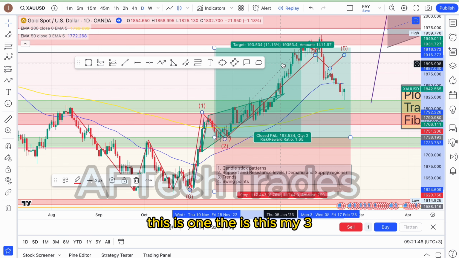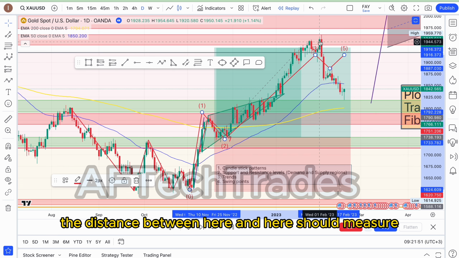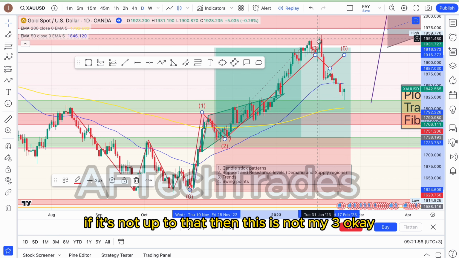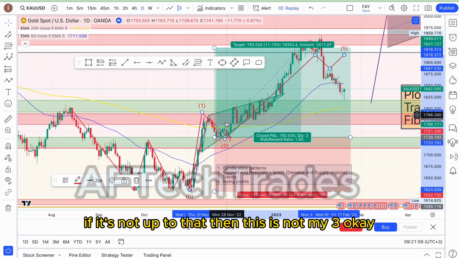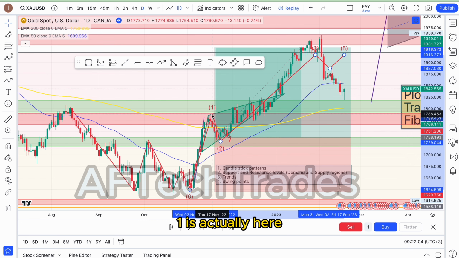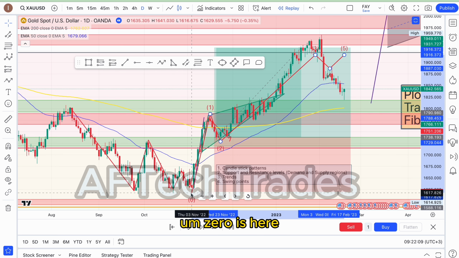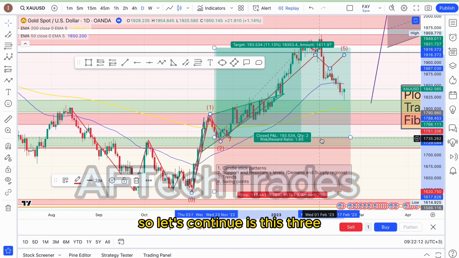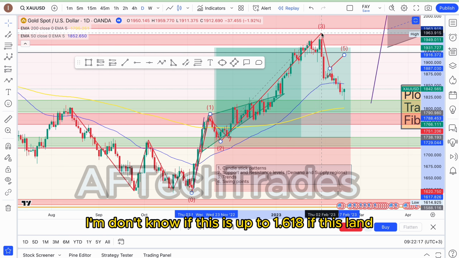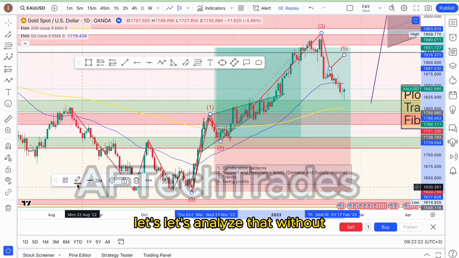This is 1. Is this my 3? If it's 3, it means the distance between here and here should measure 1.618 of this. If it's not up to that, then this is not my 3. Okay, we said 1, 2. Where is the 1? 1 is actually here, 0 is here. So let's continue. Is this 3? I don't know. If this length is up to 1.618, let's analyze that.